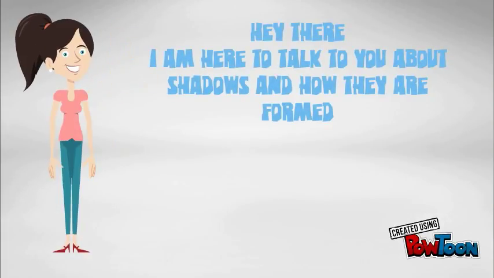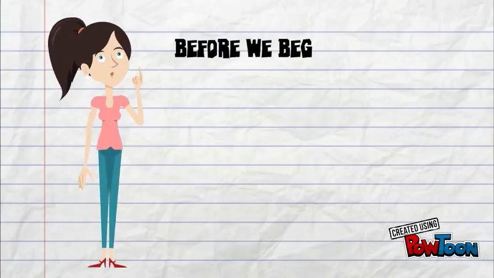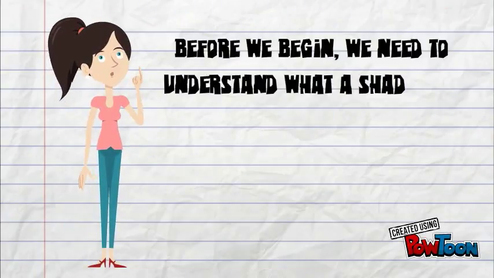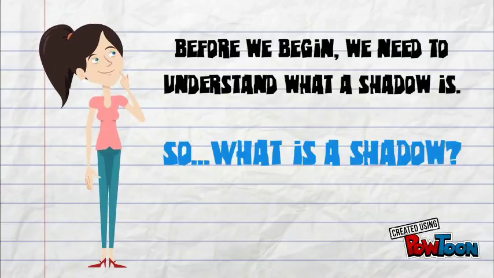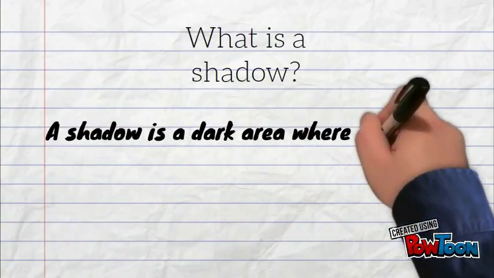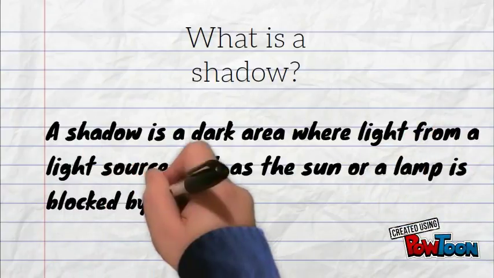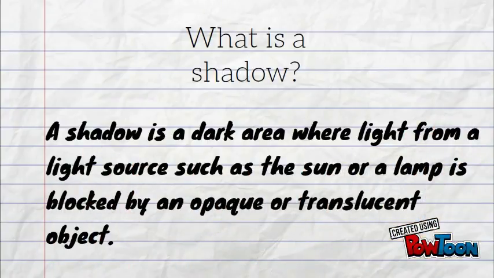Talk to you about shadows and how they are formed. Before we begin, we need to understand what a shadow is. So, what exactly is a shadow? A shadow is a dark area where light from a light source such as the sun or a lamp is blocked by an opaque or translucent object.